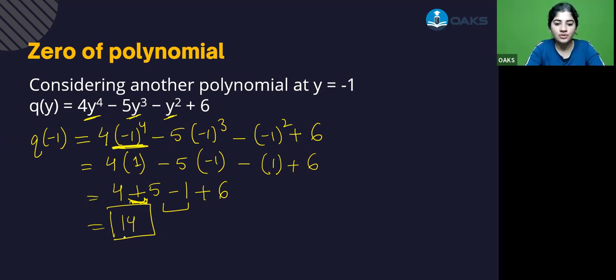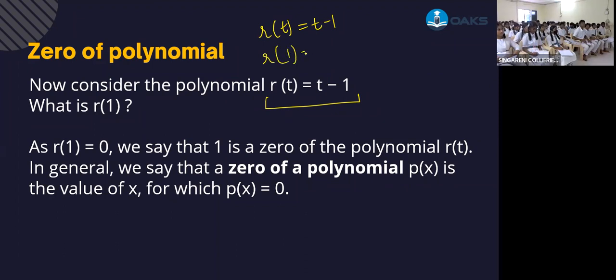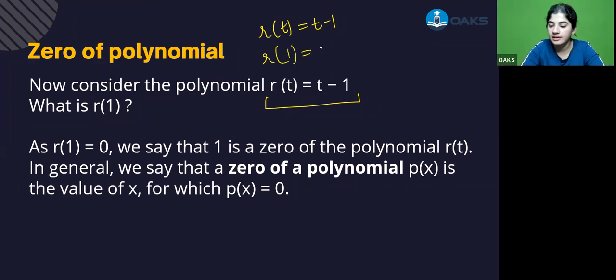Okay, let's move further. Now consider the polynomial r(t) equal to t minus 1. So what will be the answer of r(1)? Let's put t is equal to 1. So I am getting 0 as the answer. Now putting 1 in the polynomial, I get 0. So r(1) is equal to 0.